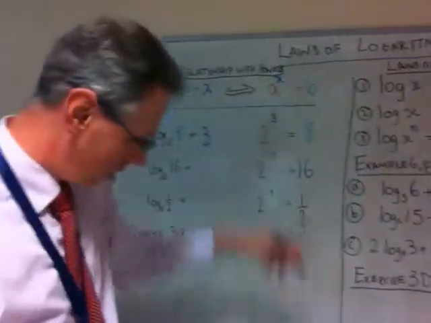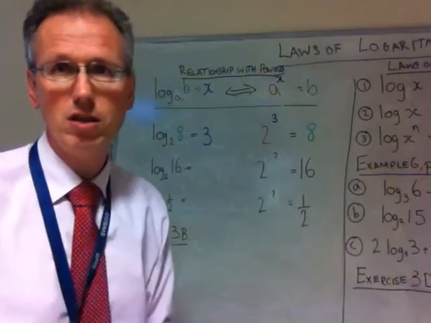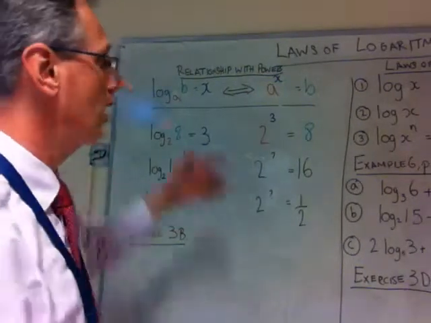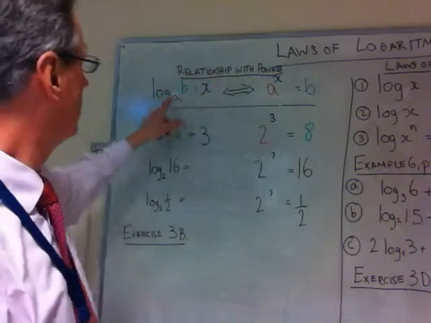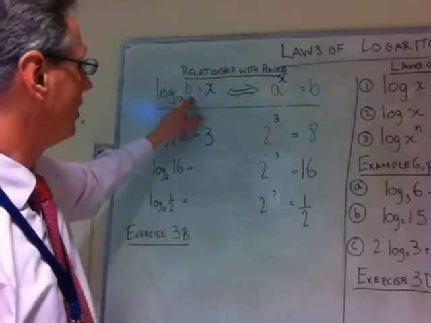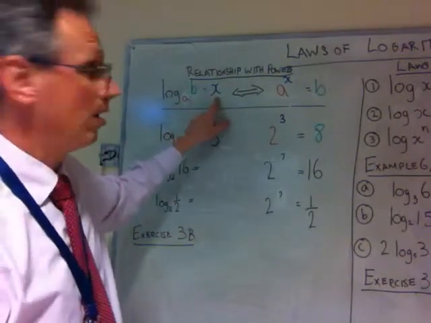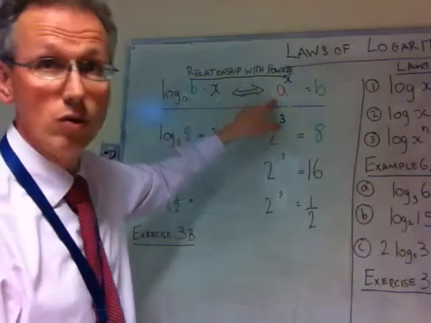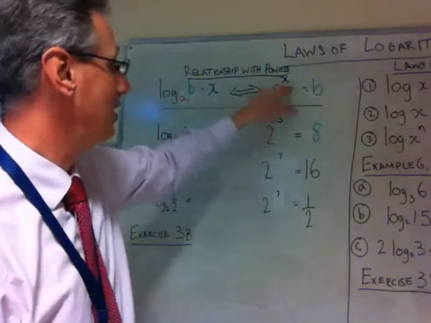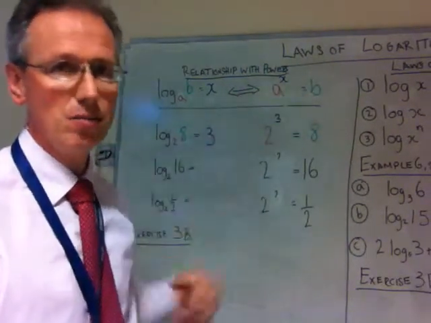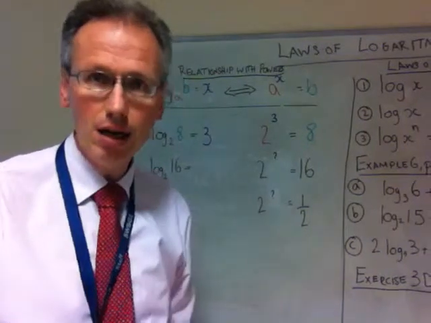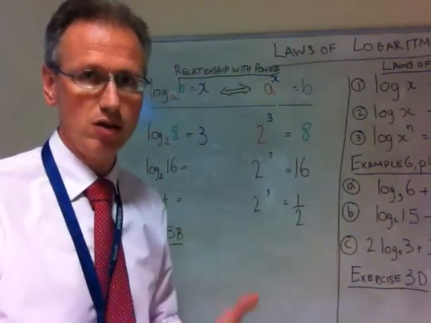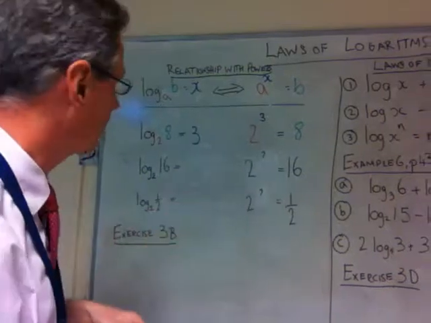And you'll find this is on the worksheet that's either attached to this email or you actually have in your hands. This is the key thing. Log to the base a of b equals x. Now that you could convert to a power: a to the x equals b. Now that doesn't mean a whole heap to me. I'd far prefer to try and explain this using some examples. So let's have a look.